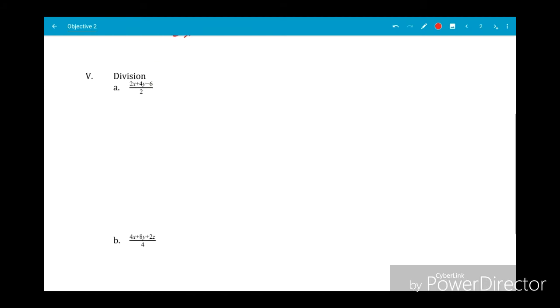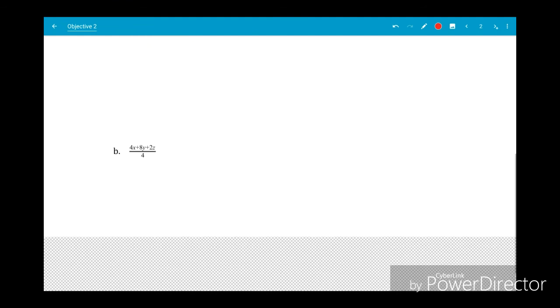Last but not least with the distributive property is division. Turns out you can do the distributive property with division as well. This fraction bar acts very much like what we call a symbol of inclusion. So it essentially puts the numerator in parentheses. And then what we're going to do is instead of multiplying everything by 2, because the fraction bar means division, we're going to divide everything by 2. So 2 divided by 2 is 1. So we just get x. 4 divided by 2 is 2. So we get 2y, and negative 6 divided by 2 gives us our negative 3.